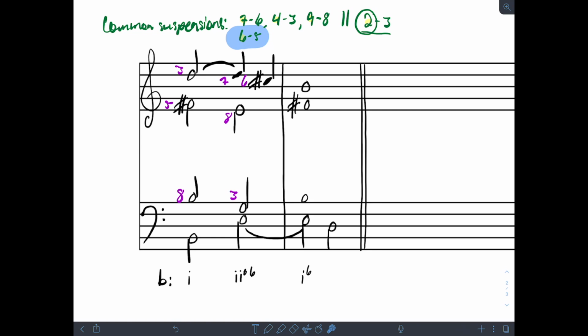Okay, so let's see how it sounds. And we'll go ahead and keep the soprano suspension in there as well. Why not?